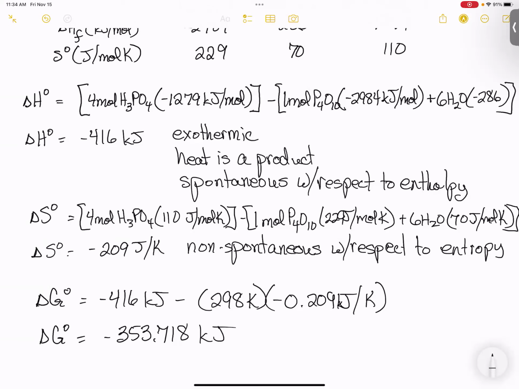So if it's 298 most of the time, will delta H equal delta U? Will they be? Not necessarily. You've got to do the calculation to know.